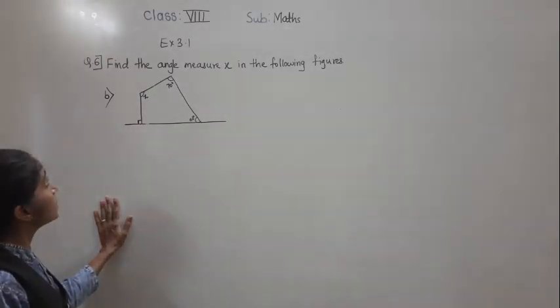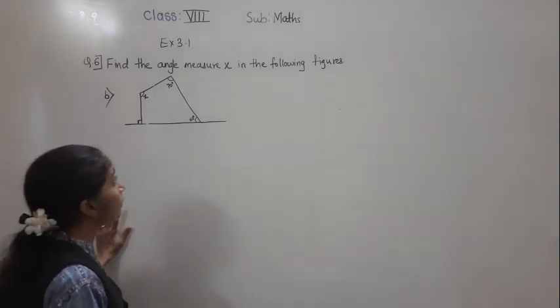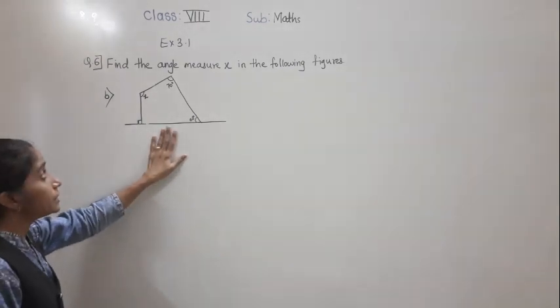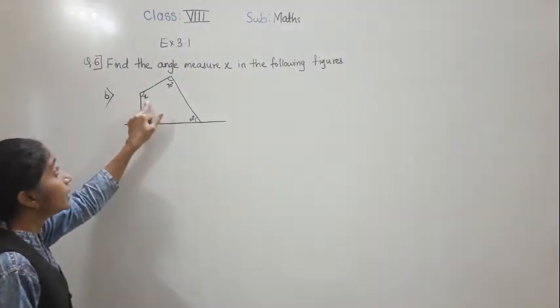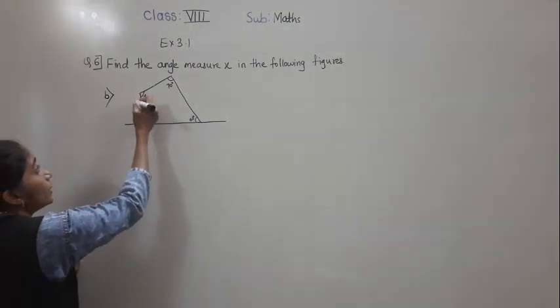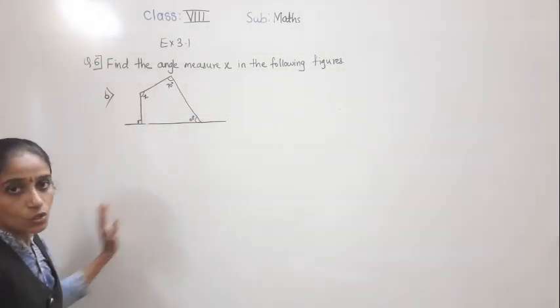Let's solve question number 6. Find the angle measure x in the following figures. Now see, this is figure B. In this figure we have to find the angle measure x. Okay, these angle measurements we have to find. Now this is a quadrilateral. See, 1, 2, 3, 4. It has 4 sides, so it is a quadrilateral.